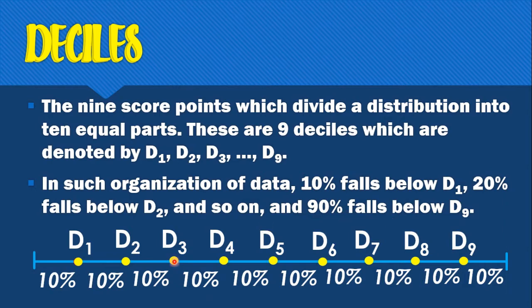Given this illustration, we can see that 10% of the data is less than or equal to D sub 1, and the remaining 90% of the data is greater than D sub 1.